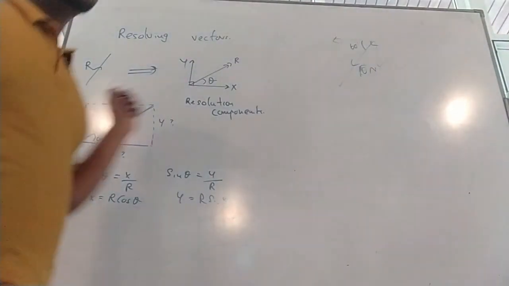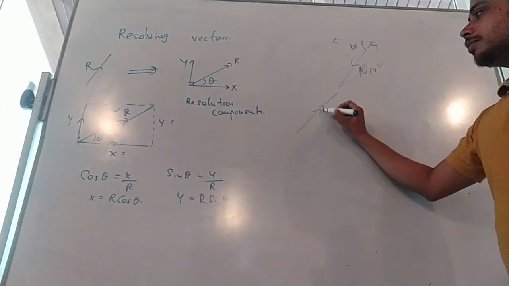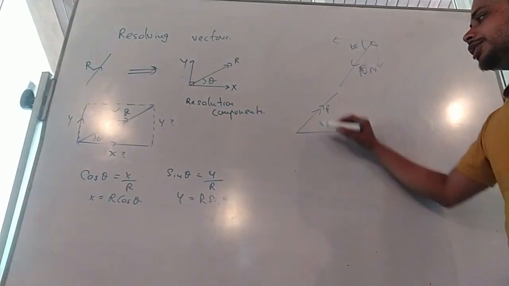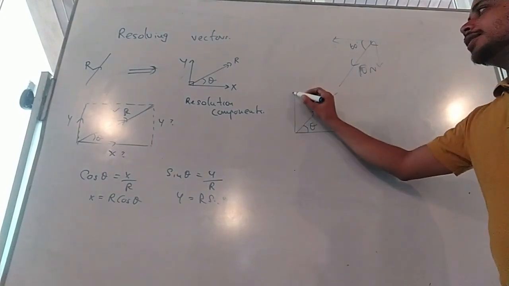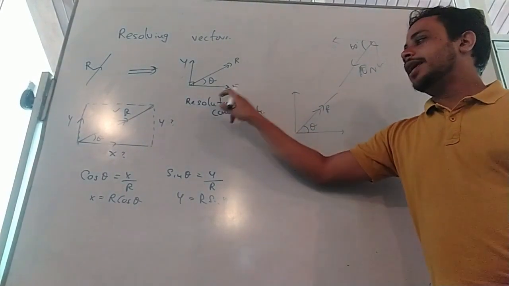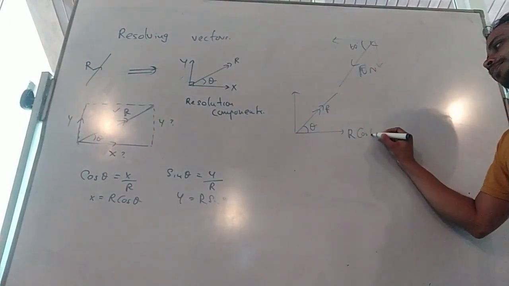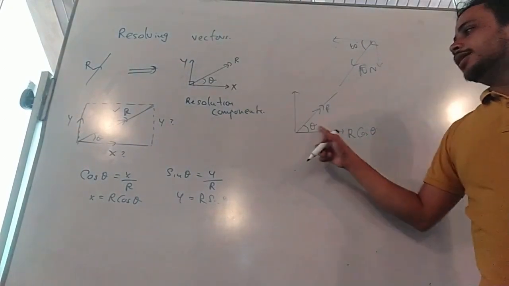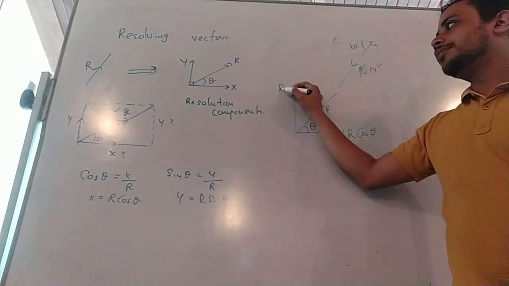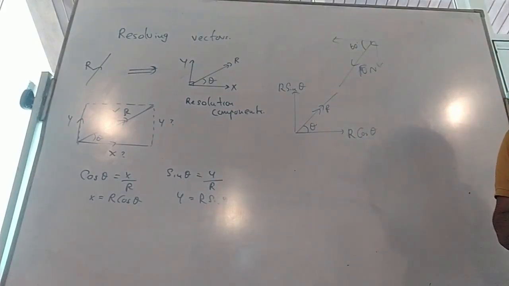So how do we divide this? If you have a vector like this and you want these two components, and this angle is theta, then the x component came as r cos theta. The y component, this one, came as r sin theta. Understood? First write this one, then I will tell you how to memorize this.